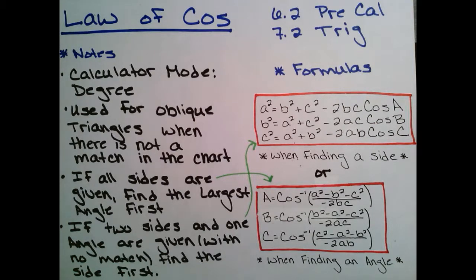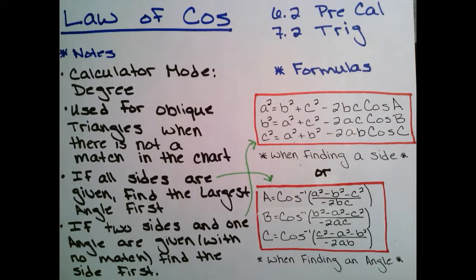All right, so we have two scenarios that will pop up with the law of cosine, and I drew these green arrows to help you with the formulas. Sorry that they're backwards there. All right, so if all three sides are given, then you're going to want to find the largest angle first. Okay, so here I have my formulas depending on which angle you're going to find. And here's where you would plug in the information from the sides and just jot that into your calculator.